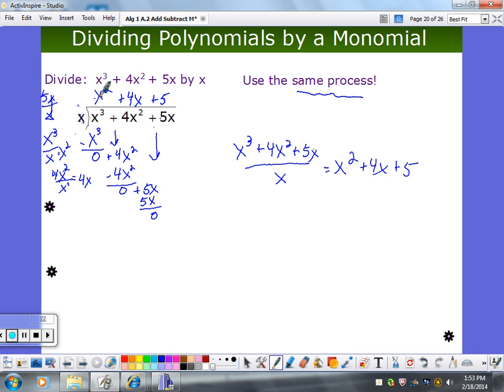Same thing. We're really doing it this way now to practice our long division, because sometimes this thing is not a monomial, it's a polynomial. We want to talk about that.